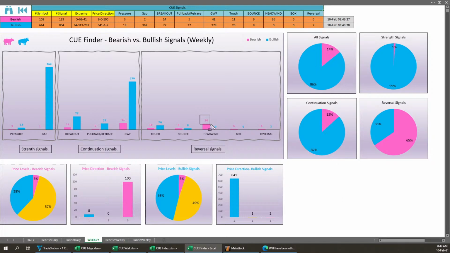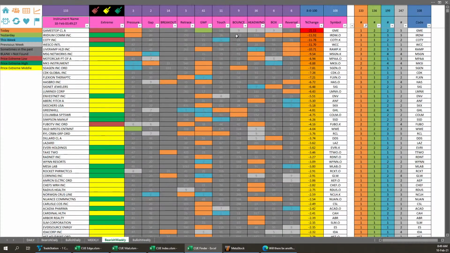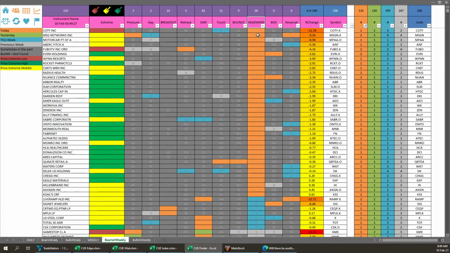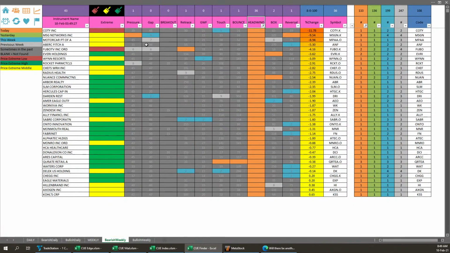The weekly interval is having 36 bearish headwinds. We saw weekly has more bearish reversal than bullish reversal. Let's look at the bearish headwinds in weekly. 36. Let's flag on them. One of them you can see is coming down with bearish pressure and a reversal candle in the weekly chart.